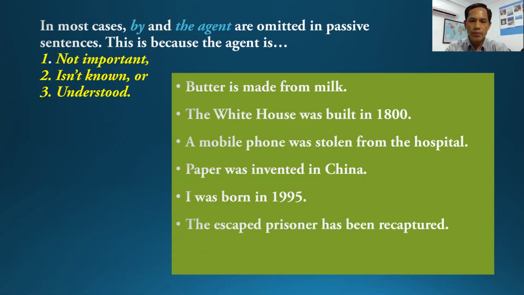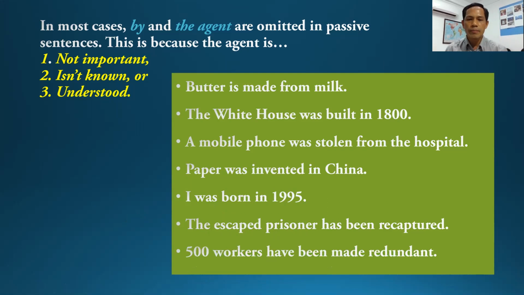The escaped prisoner has been recaptured. So we don't know who recaptured, but probably this is understood because whenever a prisoner or a thief is captured or arrested, it is by the police. So it can be understood or not known exactly. So we don't need by and the agent here.